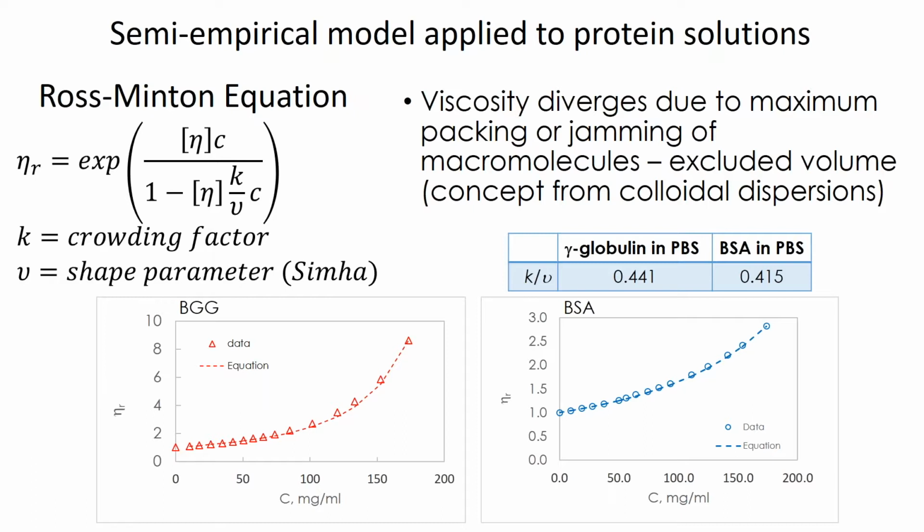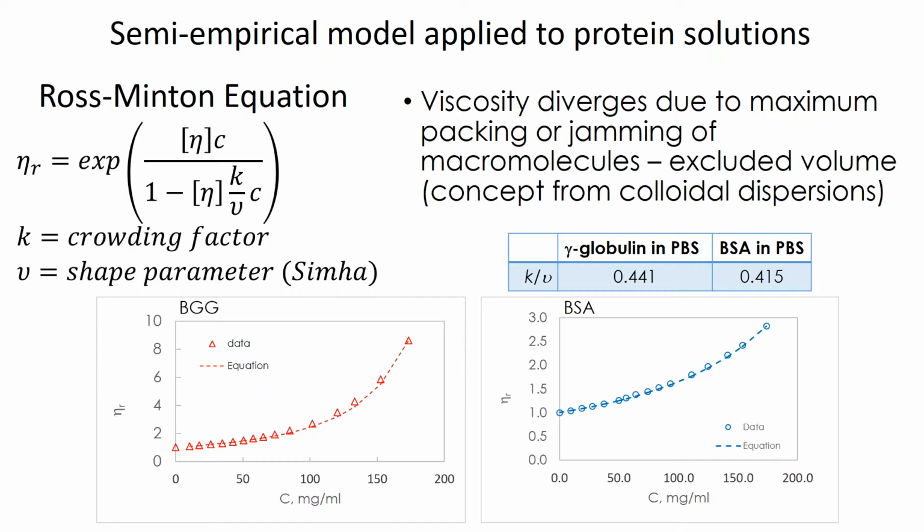But the general thought behind this equation is that at some point the viscosity is going to go to infinity, or diverge, when you reach this maximum packing or jamming of the molecules. There's some limit to how much you can physically put into your solution. This is what they think about as the excluded volume limitation. Each molecule has some volume that it will exclude all other molecules from, and this is what will then cause you to diverge.